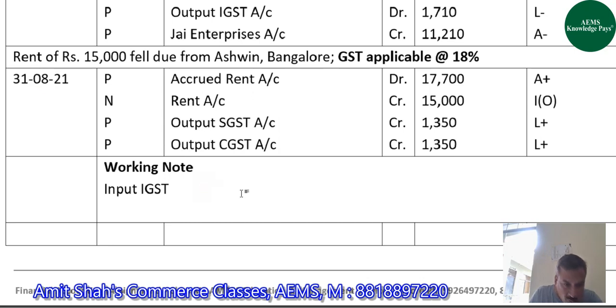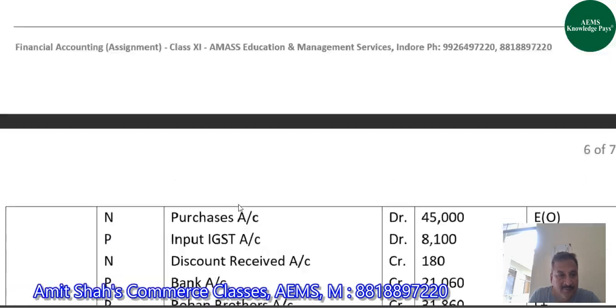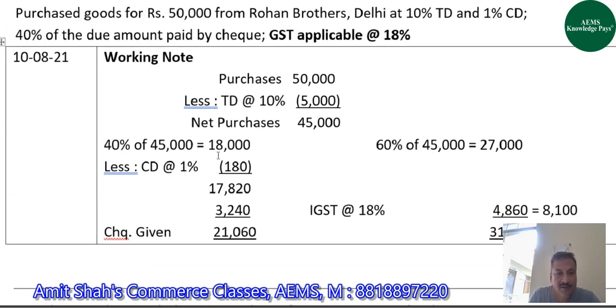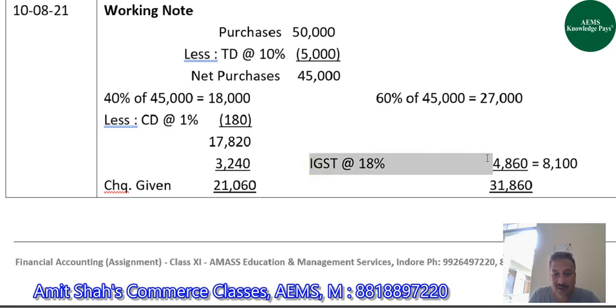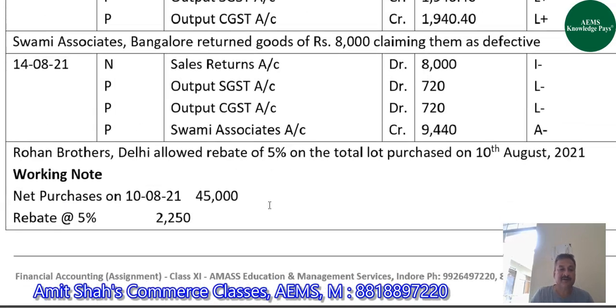This transaction is of 31st August. Okay, so guys, now let's calculate each of input IGST, input SGST, input CGST if we have any, output SGST, output CGST, and output IGST to know their balances. So I'm starting with input IGST because our first transaction is of input IGST. Here we have total input IGST of 8100. So input IGST is 8100.